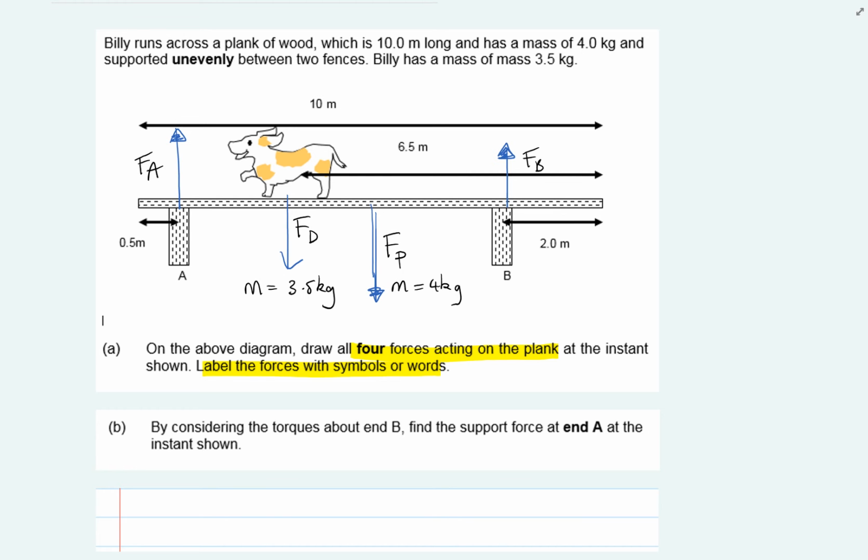So we know that F equals mg. So based on that, if we have a gravity equal to 10, to keep it nice and easy, that means that the force of the plank is going to be 4 times 10, so 40 newtons, and the force of the dog, 3.5 times 10, 35 newtons. Okay, moving on.